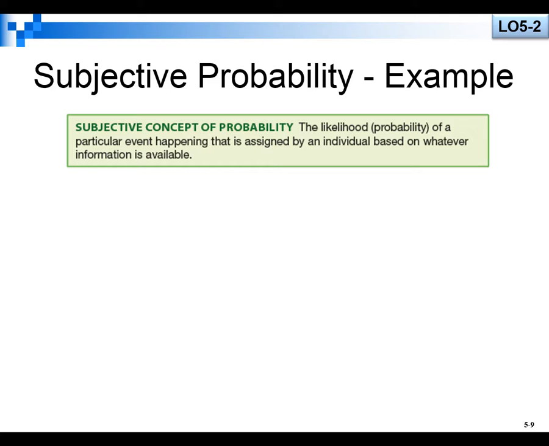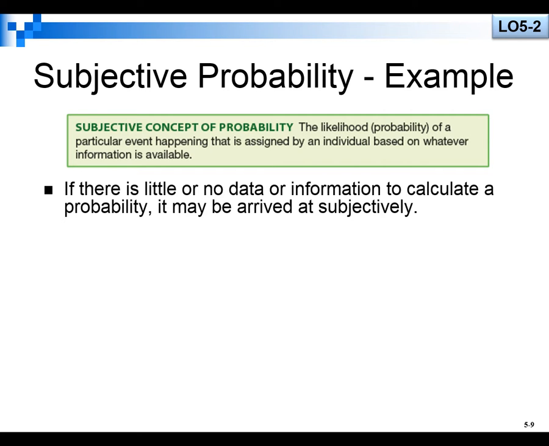Finally, we have subjective probability. The subjective concept of probability is the likelihood of a particular event happening that is assigned by an individual based on whatever information is available to that individual. These are things that are not as easily measured as a roll of a die or looking at just past behaviors.